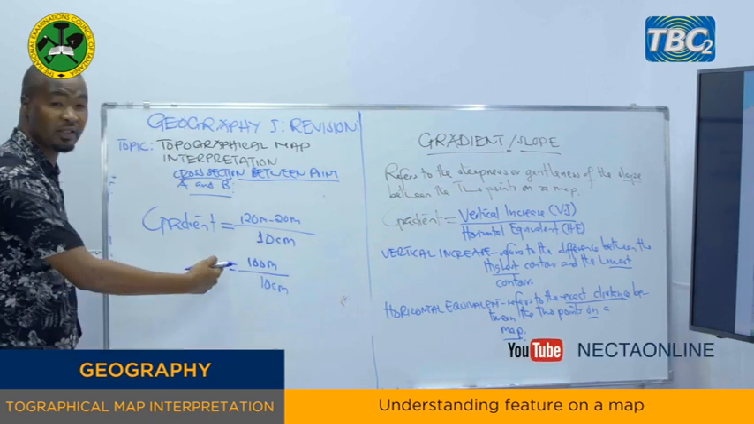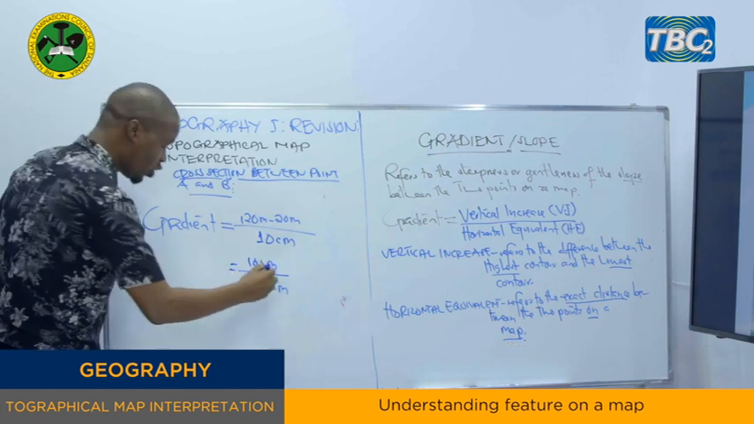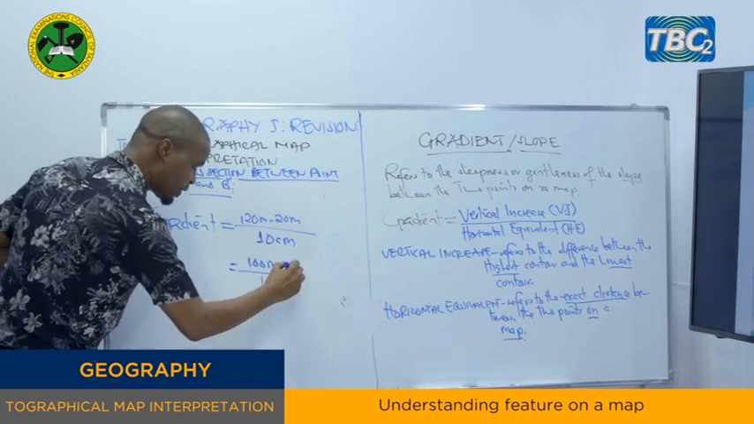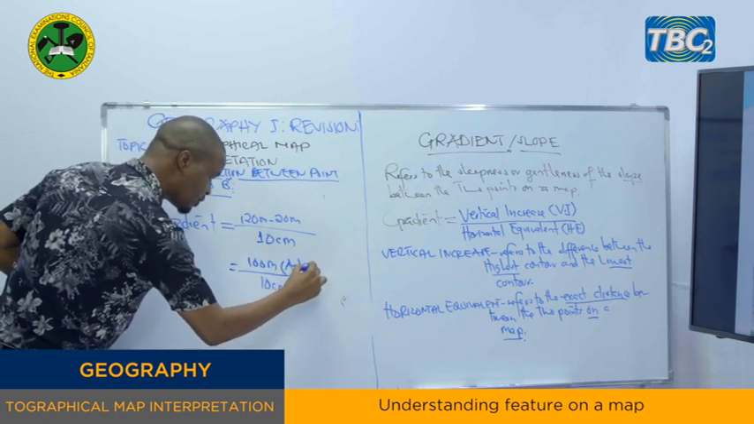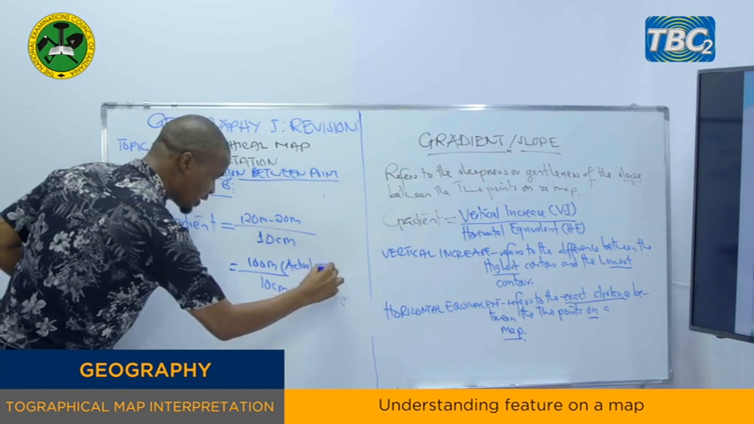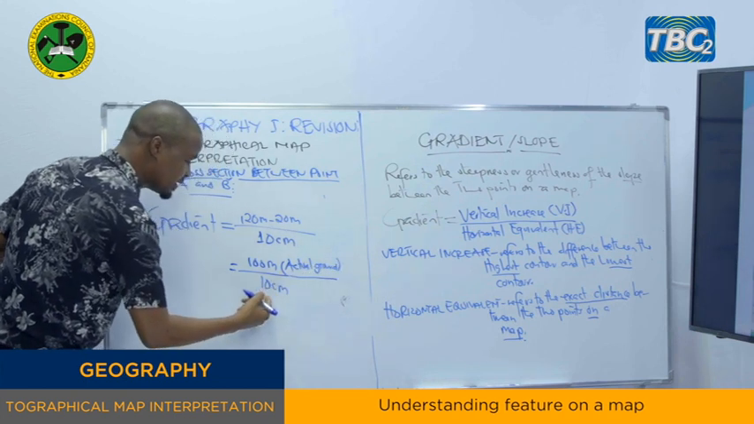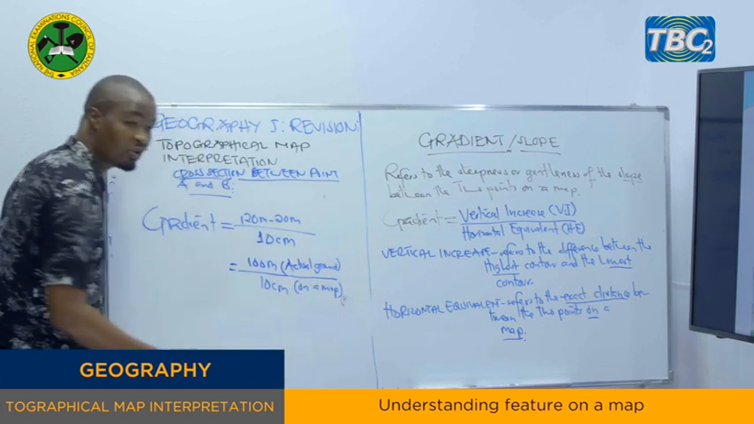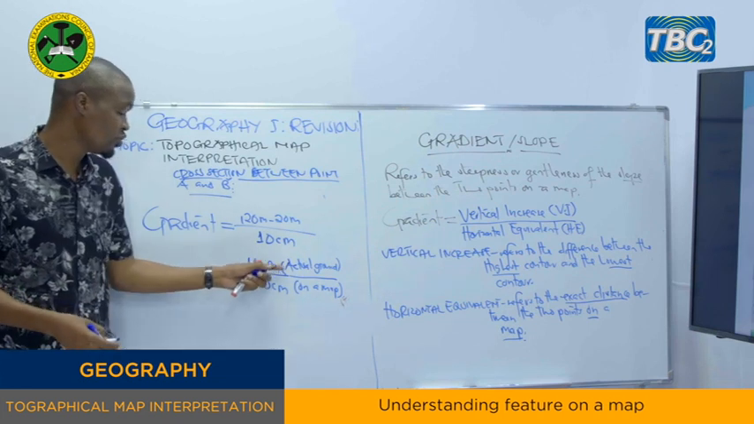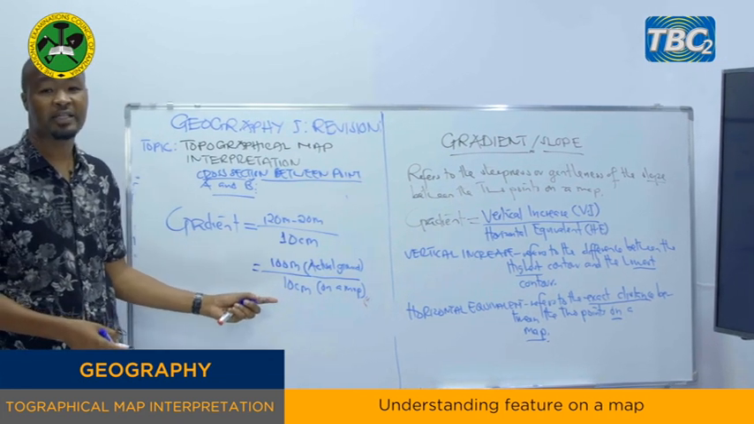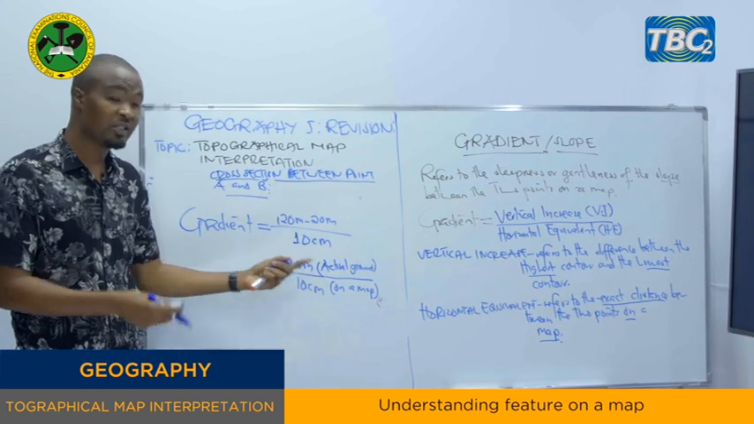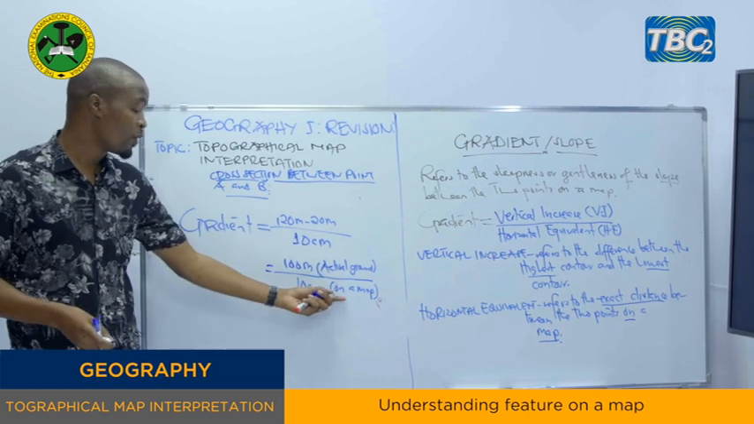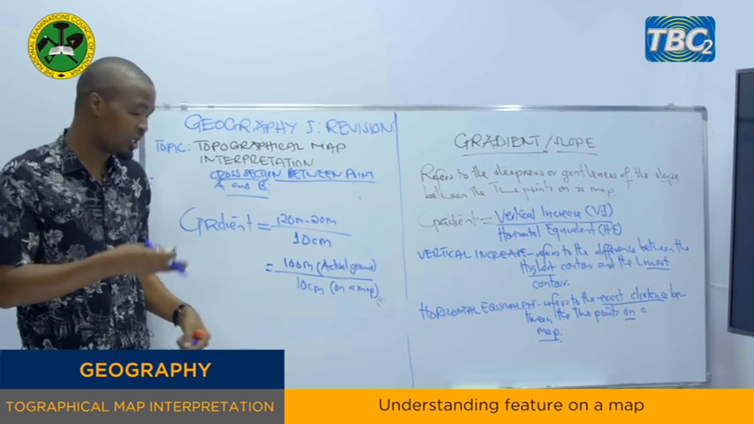Then how are we going to calculate the gradient right here? Make sure you note that the difference right here is in actual ground, in meters, and the distance right here is on a map. You cannot make any calculation if the two measurements differ in terms of where they are. You have to make sure they are on the same side. Either they are all on the actual ground, or they are all on what? On a map. So we have to use the map scale.